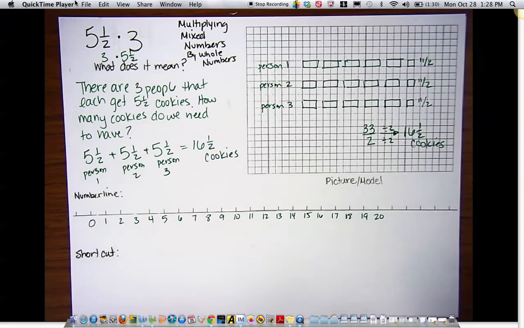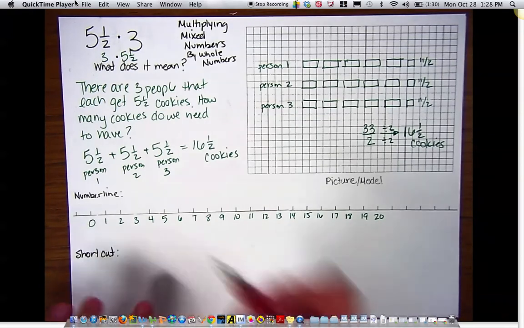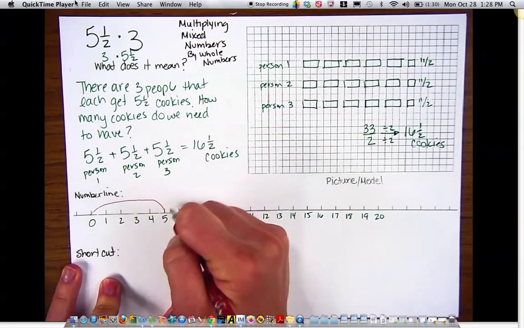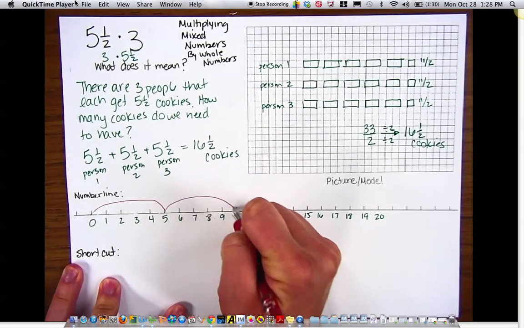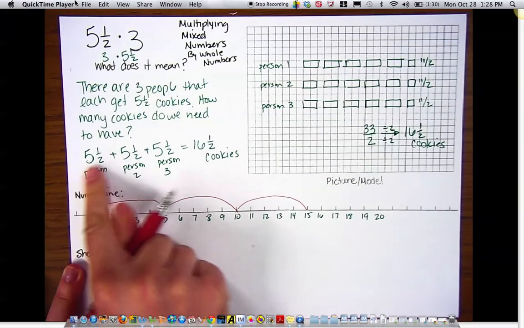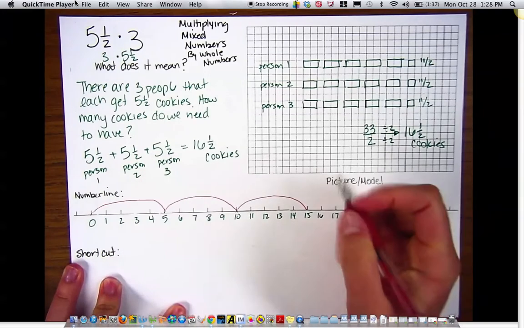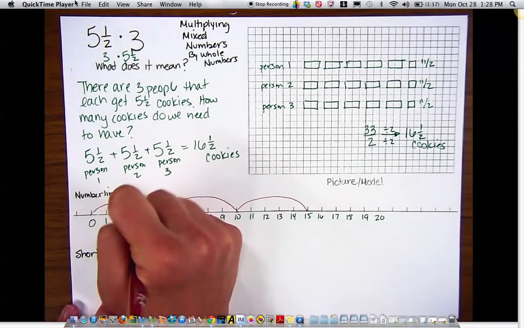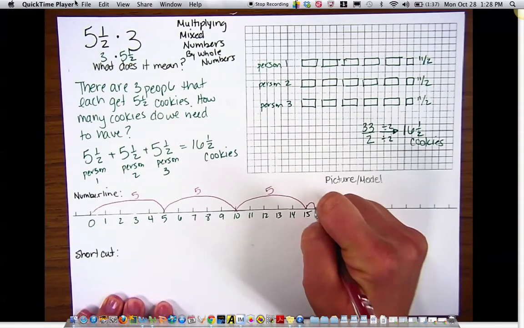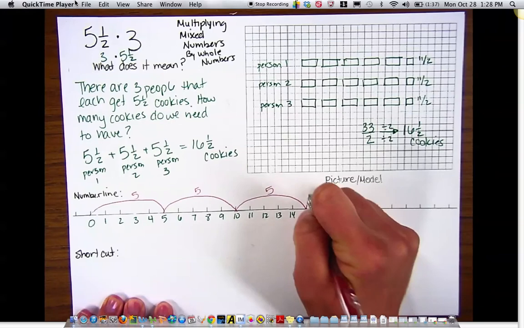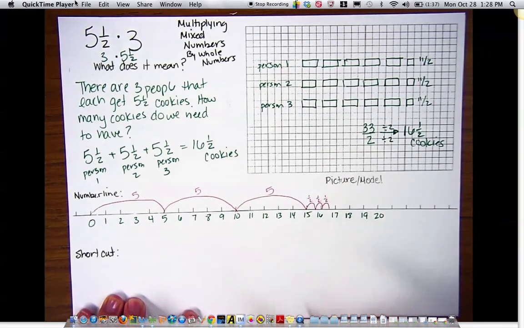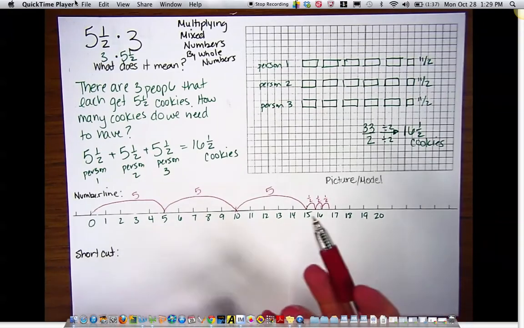And for this particular problem, this is my more preferred way. I'm going to say 0 to 5, then 5 to 10, 10 to 15. So I'm taking care of my whole number 5, and then I'm going to do 3 half hops. Each of these had a value of 5, and then I'm going to do 1, 2, 3. Half, half, half. So I have 3 half hops. So that's one way I could have done this.